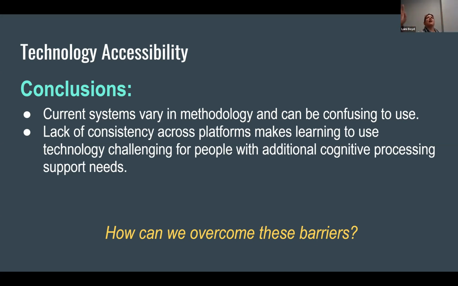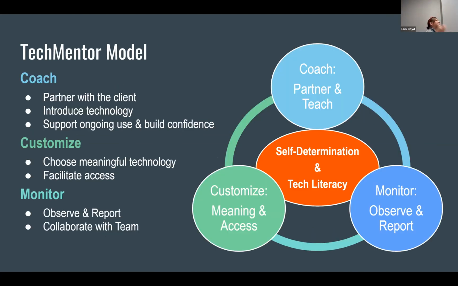And this is what we call a rhetorical question, because I have an answer that I think is a way to do it. And the way is this tech mentor model. The tech mentor model is where people teach people to use technology. It sounds simple, right? What that means is that we're trying to build self-determination. We're trying to build, I can do it. I can use my own technology.